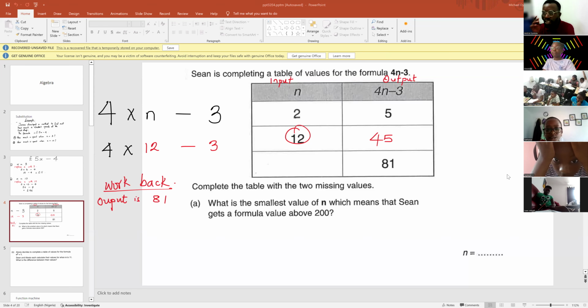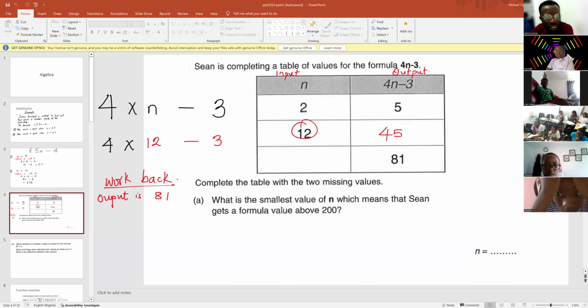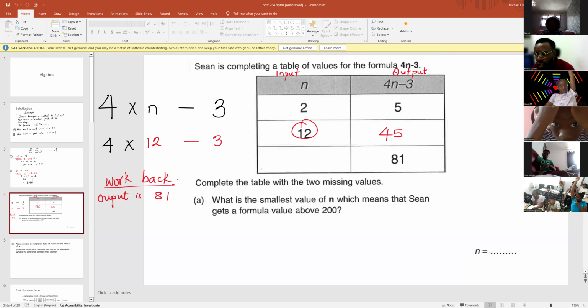Right, so guys, let's go back to this question. We're trying to work out what the input will be if 81 was the output. I could see a lot of hands. Does that mean you guys have worked it out? Yes, I worked the question out.